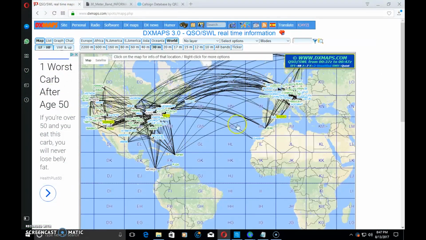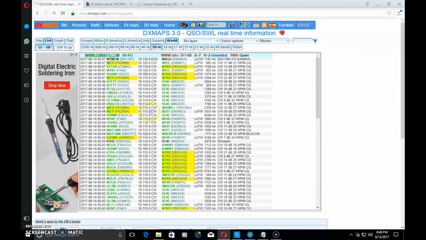Here is a map I usually frequent, the DX maps, and this is only people that are reporting spots, but you can see that there is some DX on here on the digital and CW modes. Now, looking at the list, I see all CW, but as you just saw, there's a lot of FT8 on there. FT8 resides around 10.136 megahertz, and JT65 just above that. So 30 meters is a little hidden gem.